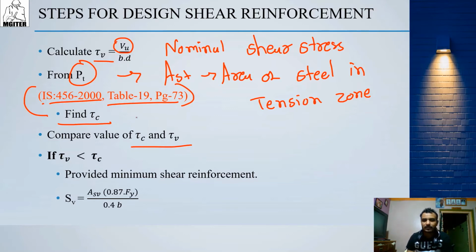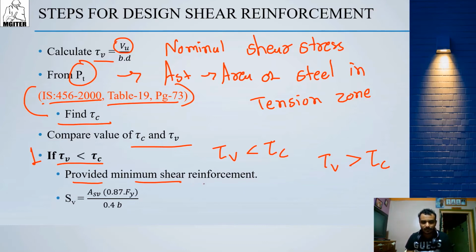Okay, and if we have the two cases here: the first case is tau v is less than tau c, and the second one is tau v is greater than tau c. We discuss both conditions here. So if tau v is less than tau c, at that time we provide minimum shear reinforcement. Okay, minimum shear reinforcement. So this is the equation for minimum shear reinforcement.